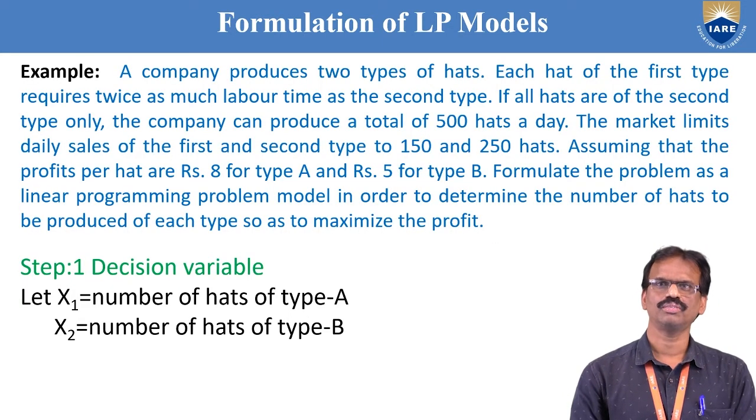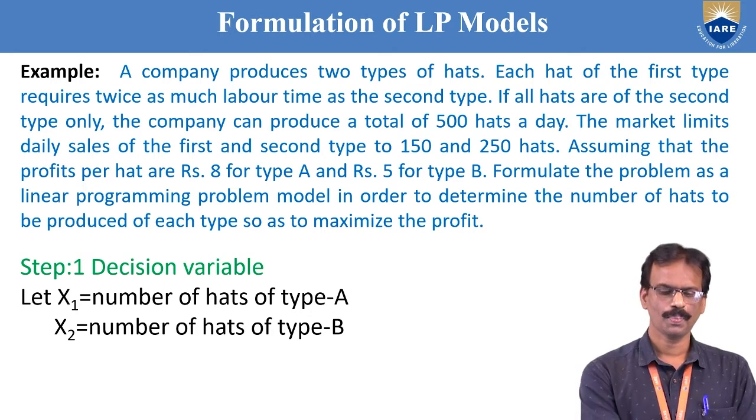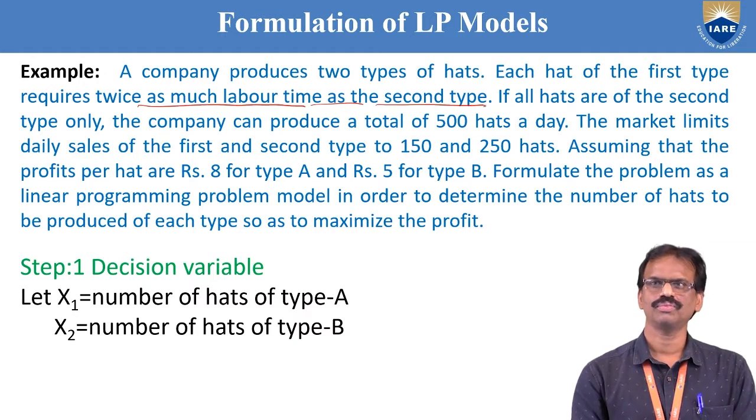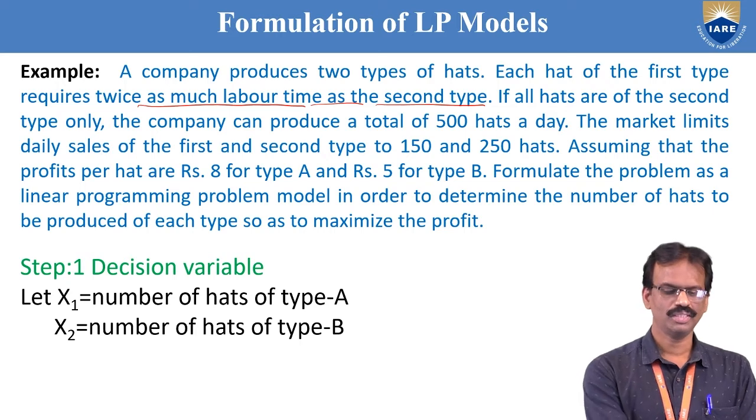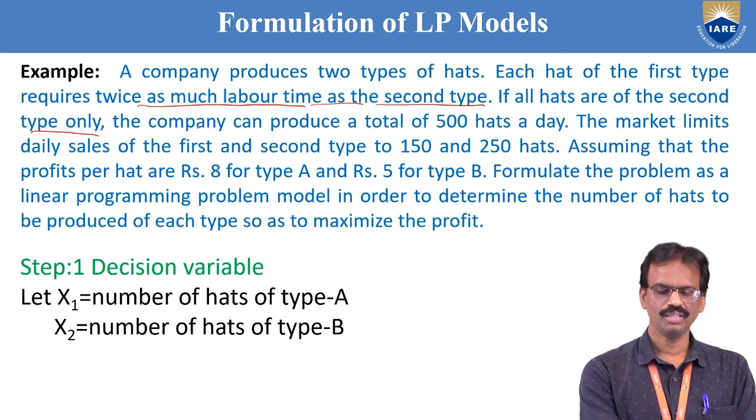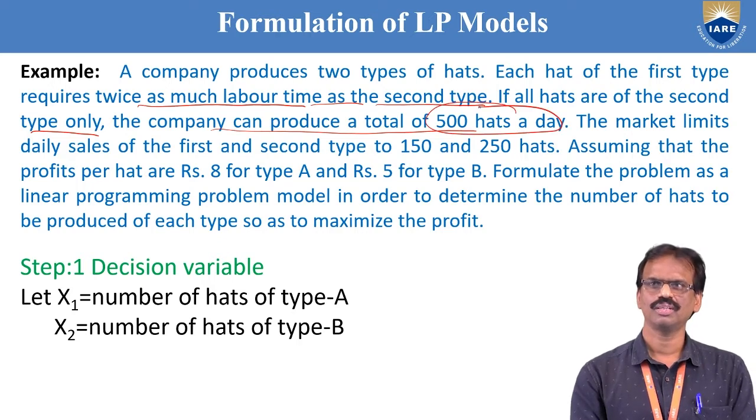So this is the numerical. A company produces two types of hats. Each hat of the first type requires twice as much labor time as the second type. It means the first hat takes double the time compared to the second type. So if all hats are of the second type only, the company can produce a total of 500 hats. So this is the condition given.